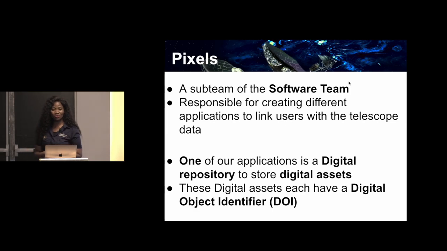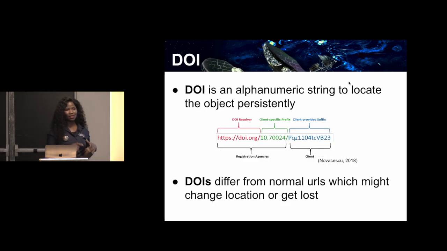And then we have one which is called Digital Repository, and we use the digital repository to store digital assets. And by digital assets, I mean the papers that are published by our astronomers, as well as other telescope products. And then all these digital assets are assigned a Digital Object Identifier, DOI. A DOI is an alphanumeric string that is used to locate an object persistently. And this is how a DOI would look.